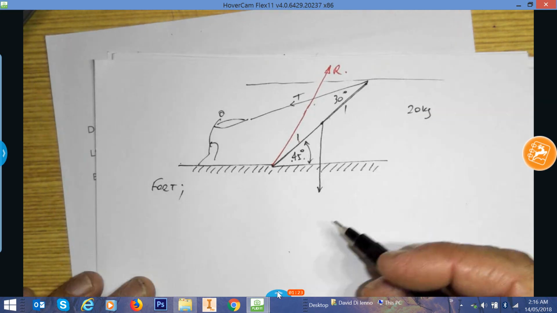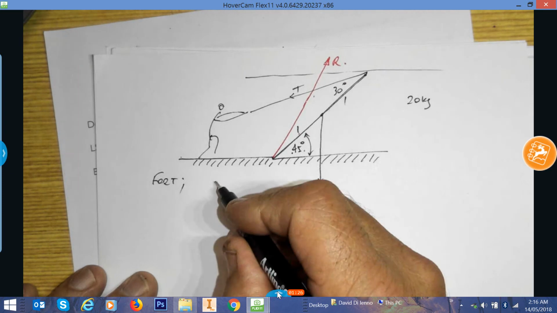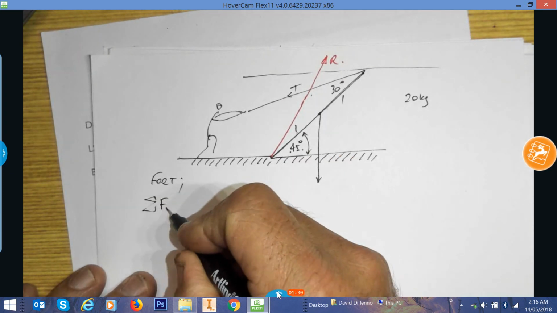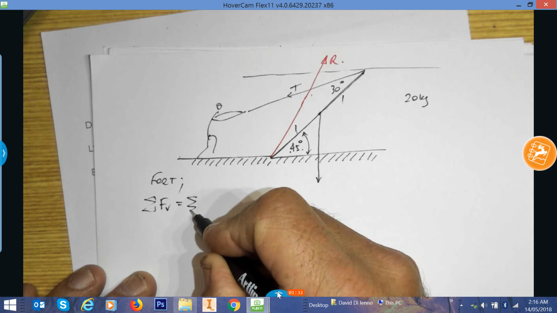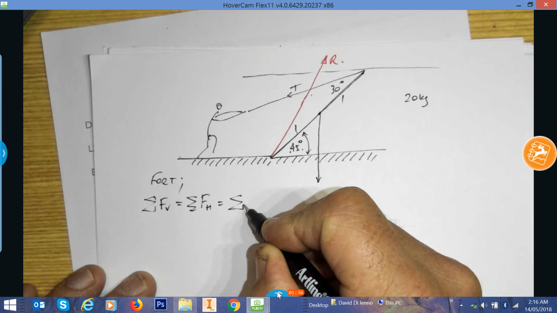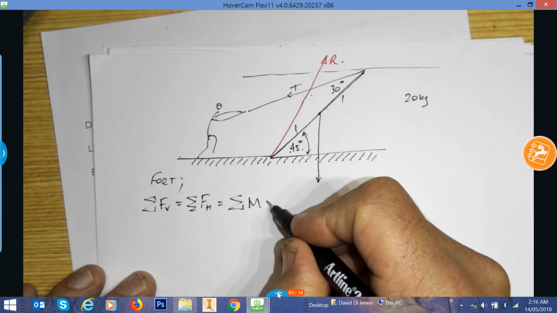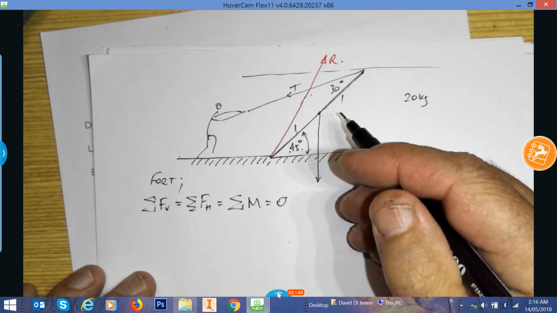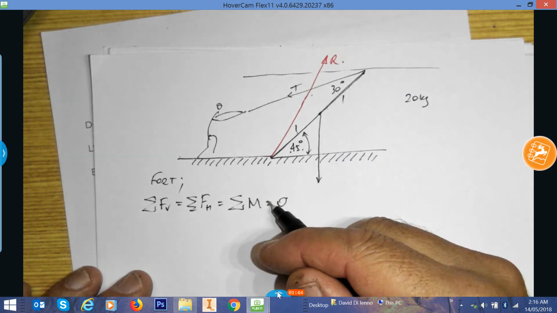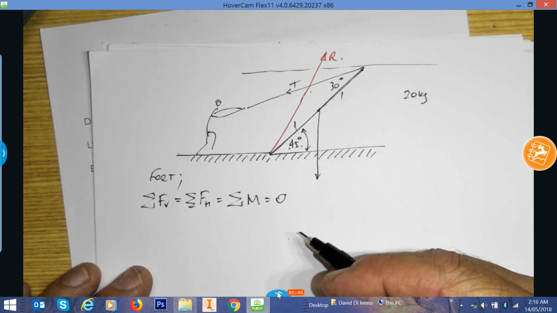Now to solve for T, we're going to use the equations of equilibrium. The equations of equilibrium are that the sum of all the vertical forces, the sum of all the horizontal forces, and the sum of all the moments each have to be 0 for the object to be in equilibrium. So all the forces have to balance, the turning forces, the horizontal and vertical forces.